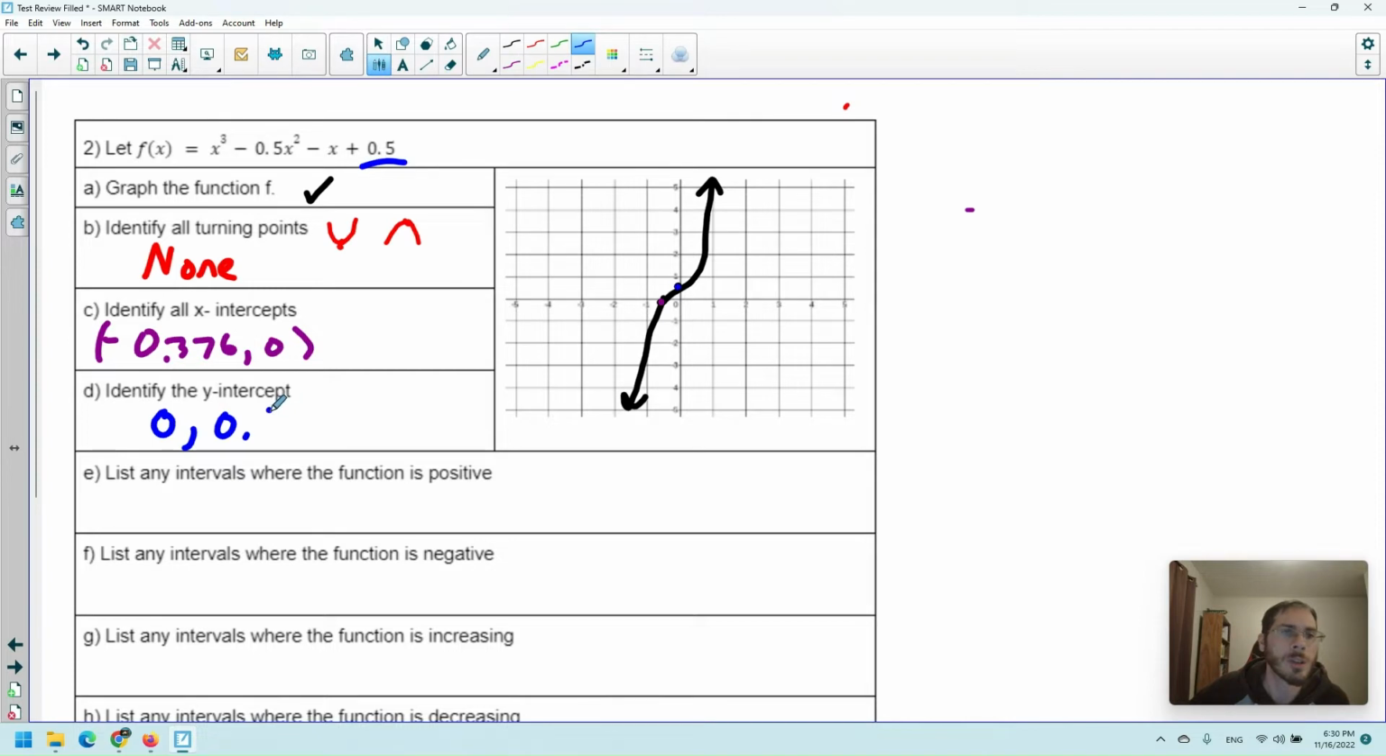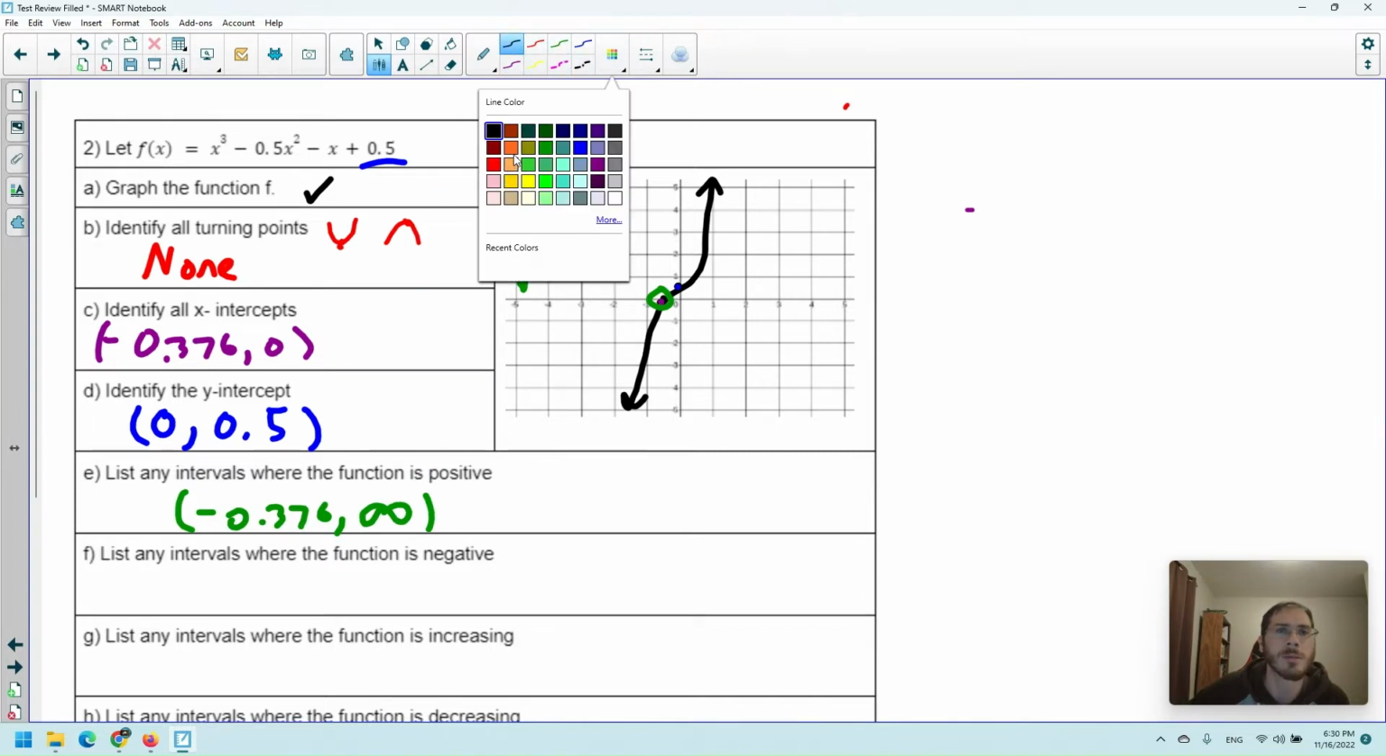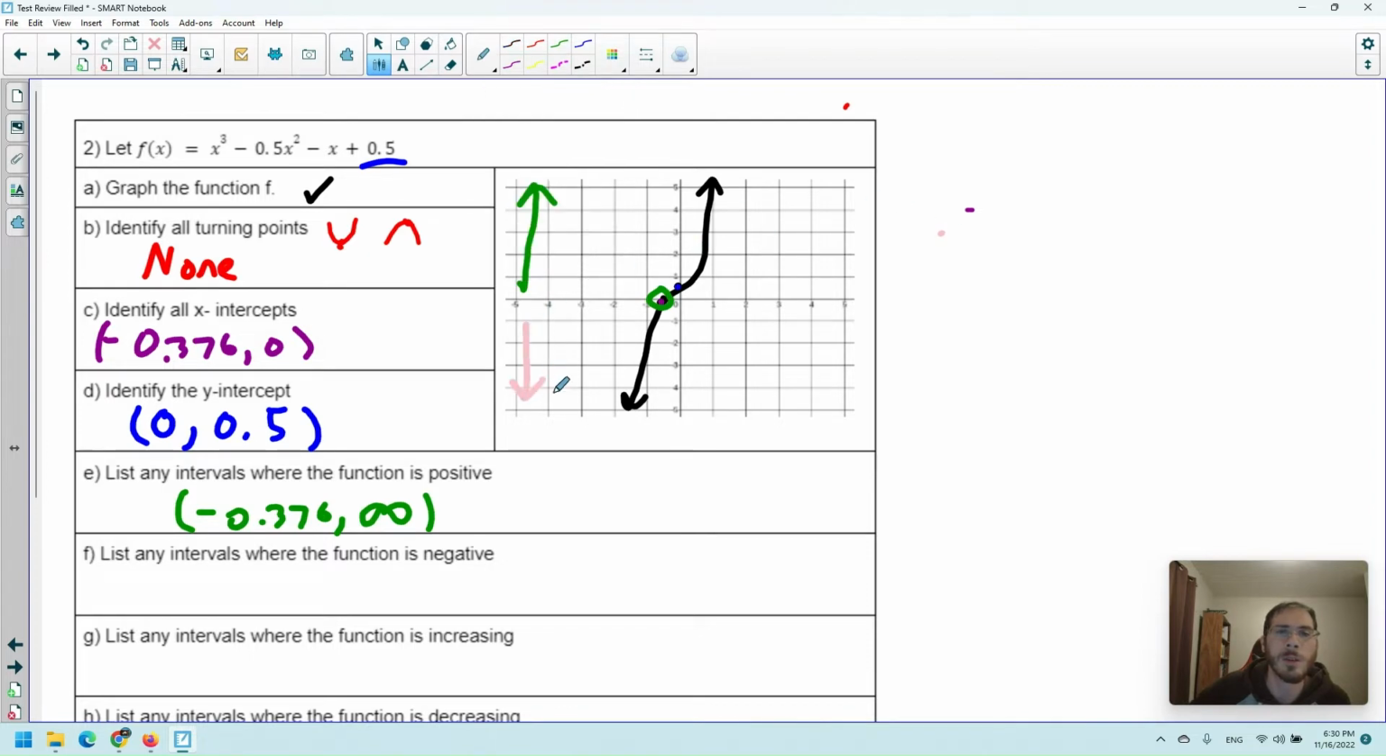And then the next thing we want to do is identify where we are positive. Remember, positive means we have to be above the x-axis. In this case, we start to get above the x-axis right here, from negative 0.376 until we go all the way out to infinity. Identify where we are negative. Well, we're negative on the opposite side, all the way down here. So we're negative from negative infinity until negative 0.376.